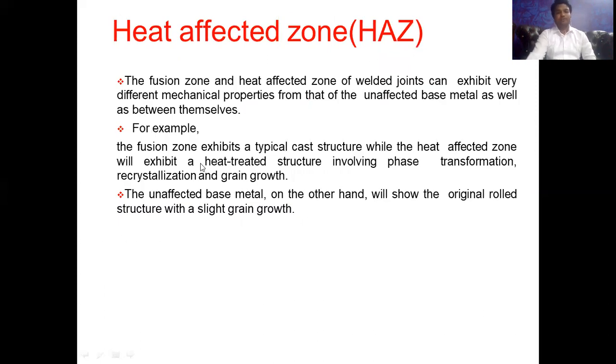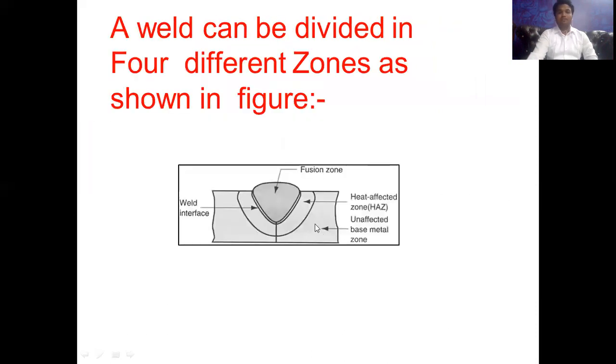For example, the fusion zone exhibits a typical cast structure, while the heat affected zone will exhibit a heat treated structure involving phase transformation, recrystallization, and grain growth. Whereas the unaffected base metal, on the other hand, will show the original rolled structure with slight grain growth. If you observe the microstructure, the fusion zone will be like a casting structure. When a part is being cast, the grain structure is similar to the fusion zone.